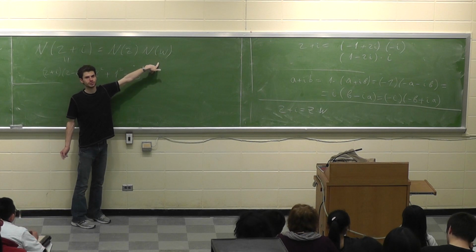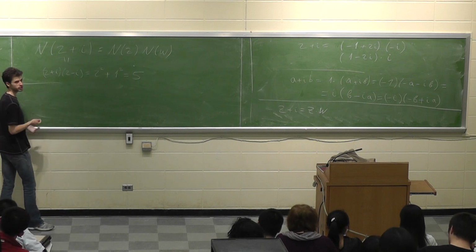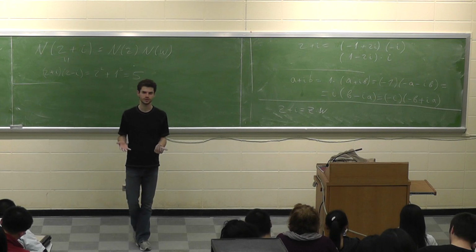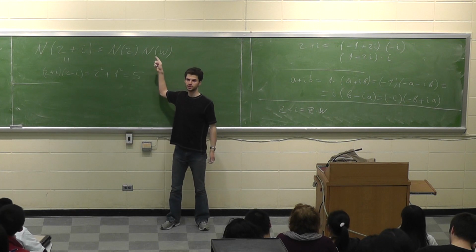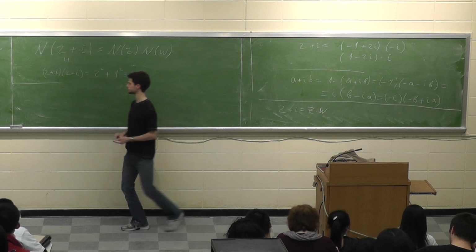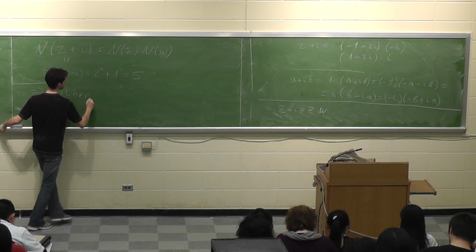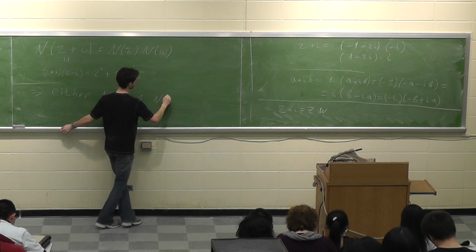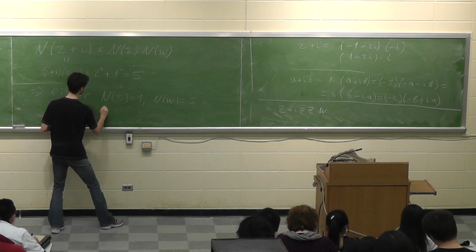The norm is an integer. It's a positive integer always. So 5 is a product of two integers, but 5 is the usual prime number. If it is a product of two integers, it means that one of them is equal to 1, the other one is equal to 5. So hence, either norm of z is equal to 1 and norm of w is equal to 5, or vice versa.